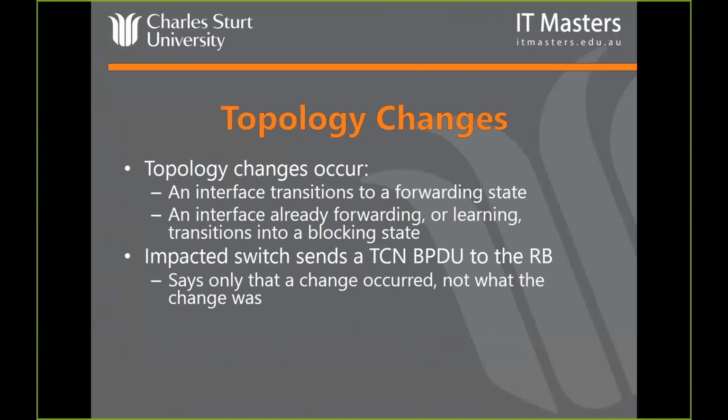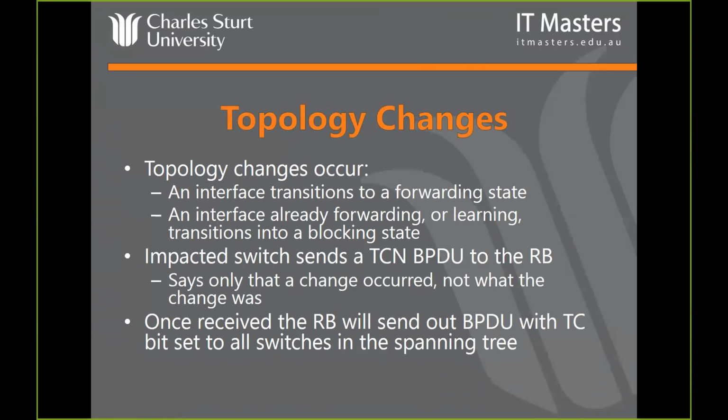So what constitutes a topology change? It's important, obviously, that if the topology of your network changes, that the switches detect that and then rebuild the network topology accordingly. So a topology change will occur if an interface transitions into a forwarding state. So in other words, it's gone through the whole election process, it understands where it fits in the overall scheme of things, and I'm going to start forwarding information. Or alternatively, an interface is already forwarding or learning, and then it goes into a blocking state. So in other words, either come on or you go off.